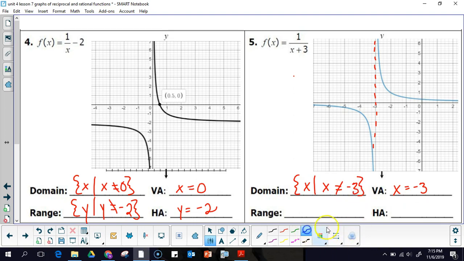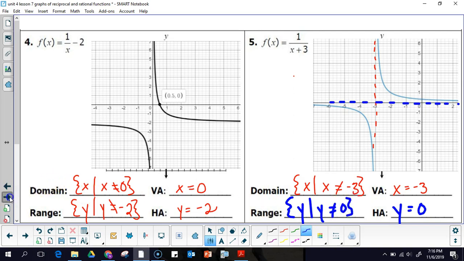And then let's see, I'll do the horizontal in a different color. The horizontal asymptote looks like it approaches this line right here, but it never touches it. Well, that's at y equals 0. So the range then is all real numbers y such that y does not equal 0.